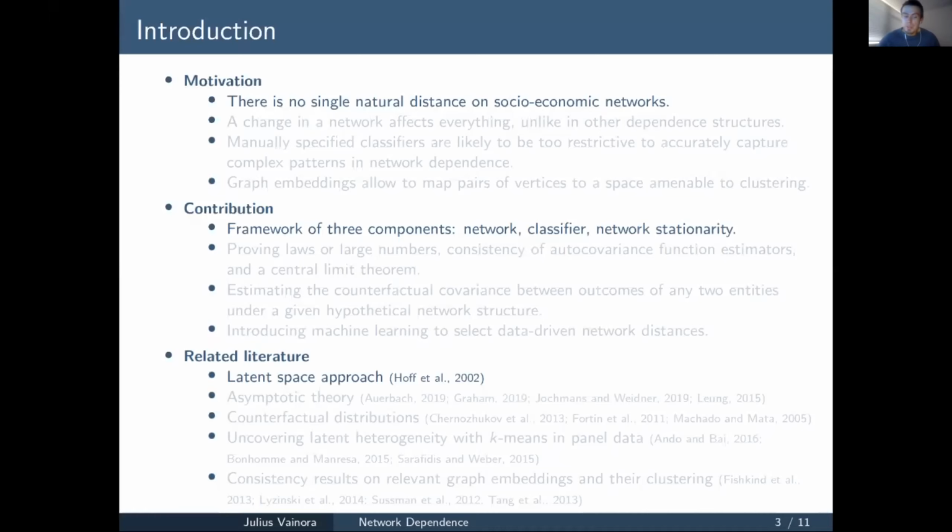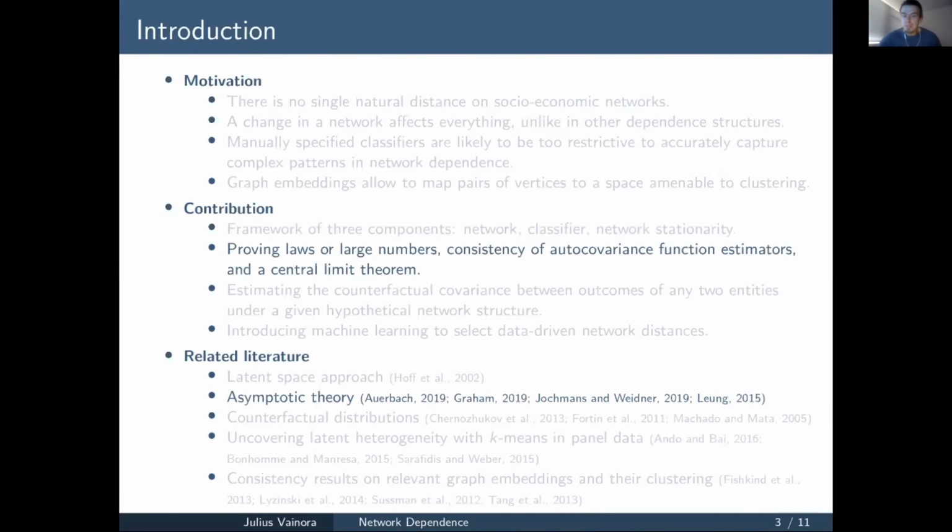and particularly it relates to the latent space approach, where we say that 2 nodes are connected if they are sufficiently close in some latent space. Now, I don't have a latent space and I'm not interested in connections. What I will be interested in is covariance. Which pairs of entities have the same covariance? And I will not have a latent space. Instead, I will have some general measure or distance.